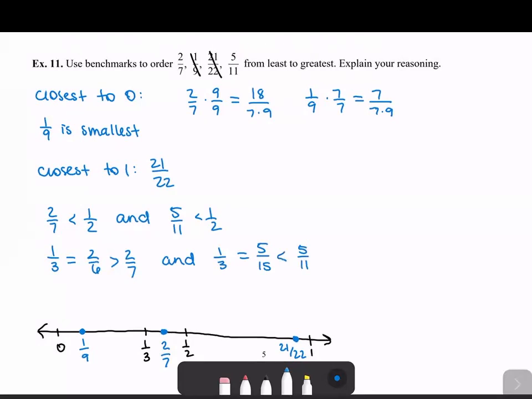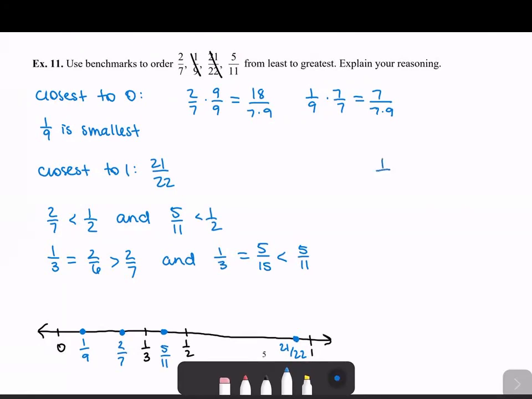So 5 over 11. Oh, shoot. I'm sorry. This 2 sevenths was supposed to be smaller than 1/3. So 2 sevenths goes here. And then 5 over 11 is bigger than 1/3 but less than 1/2. So that goes there.